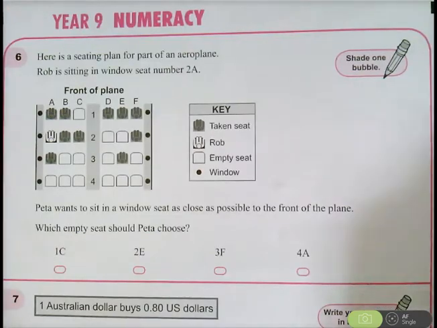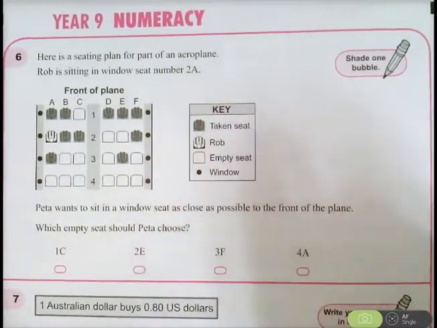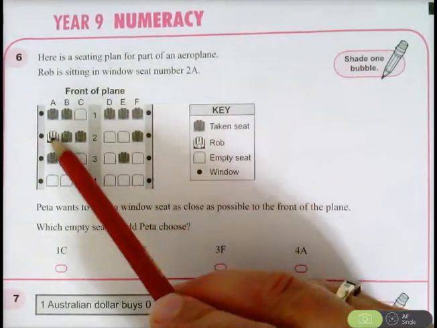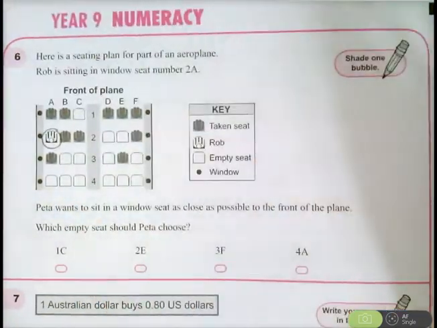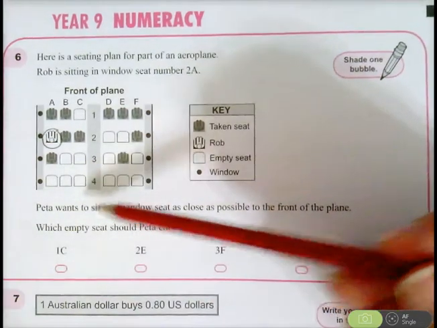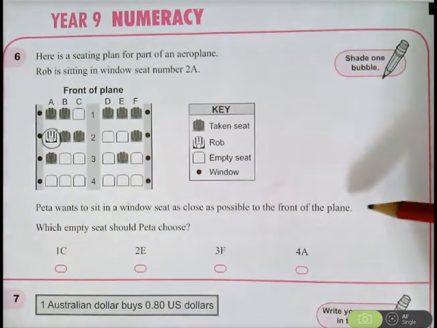Question 6. Here is a seating plan for part of an aeroplane. Rob is sitting in window seat number 2A. So Rob is here. So we've got 2 and A. I've just circled where Rob is. Okay, Peter wants to sit in a window seat as close as possible to the front of the plane.